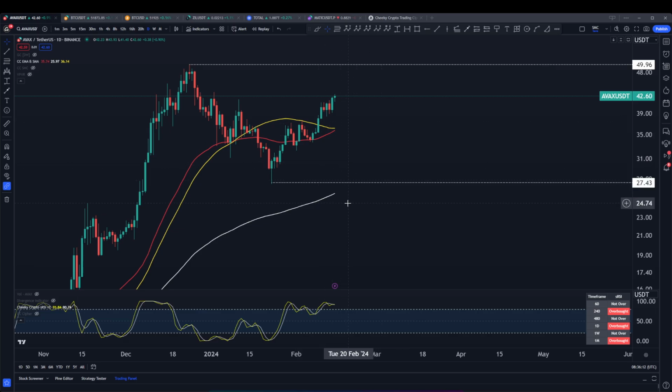If we were to lose those, then we are going to be starting to think more bearishly about the market, heading more down towards that 200 EMA. But until that happens, we have a lot of confidence in the market here to be a little bit more bullish, in my opinion, with some great potential moves to the upside on AVAX.